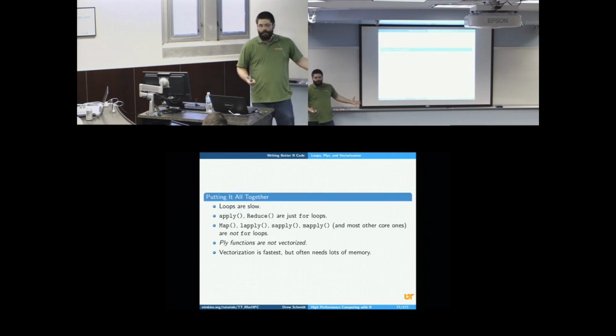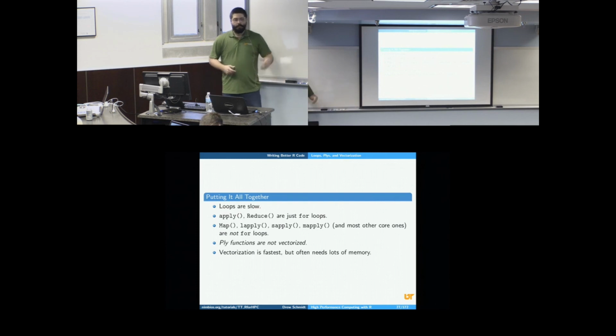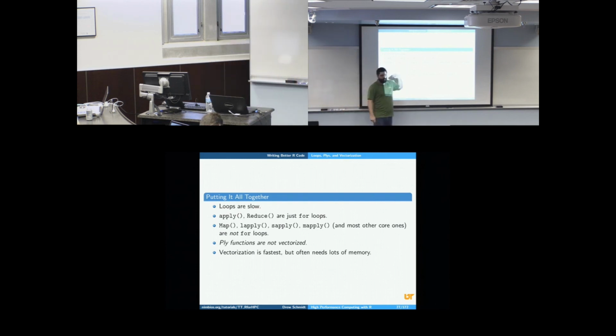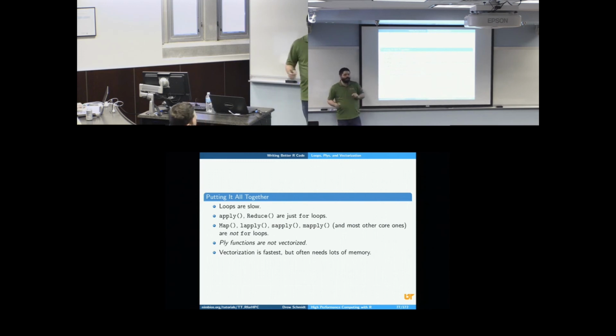Putting it all together, right? How does this stuff relate to each other? Loops are slow. Apply and reduce are actually just R-level for loops. They're just very simple sugar. All of these things are not. There's something a little different, and they're sort of craftily trying to avoid some extra interpreter overhead.